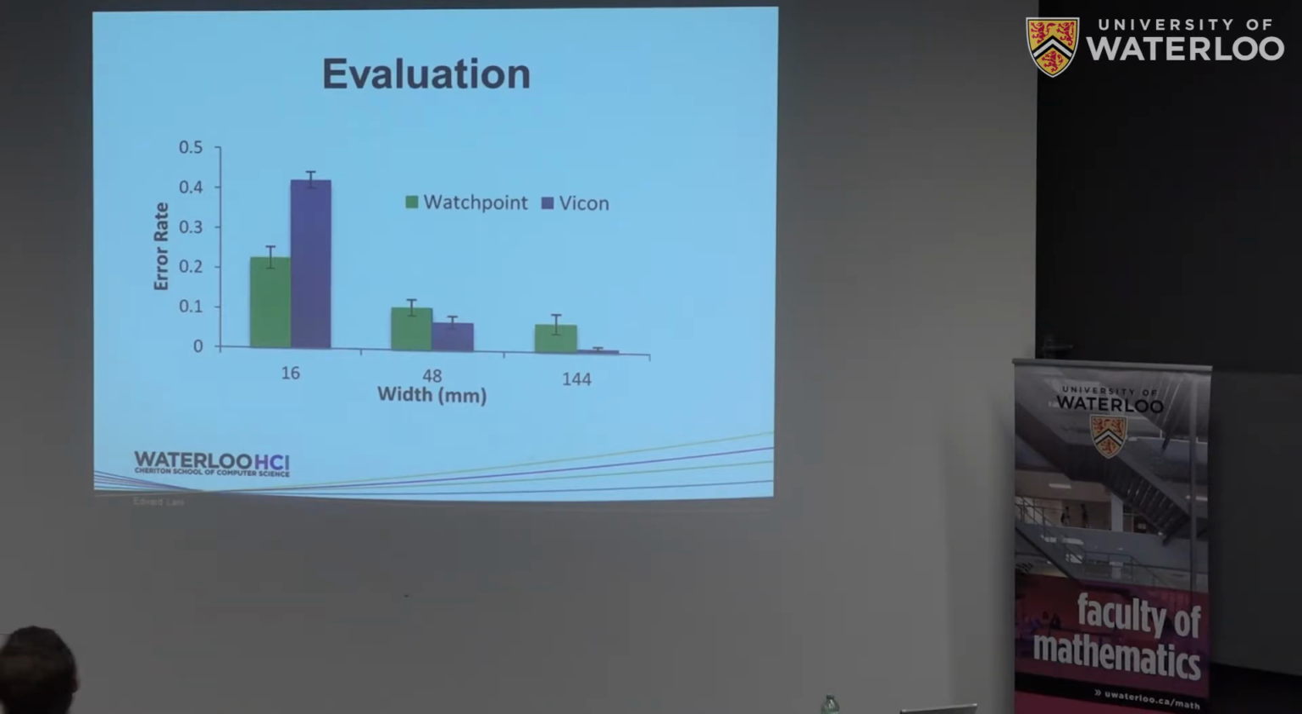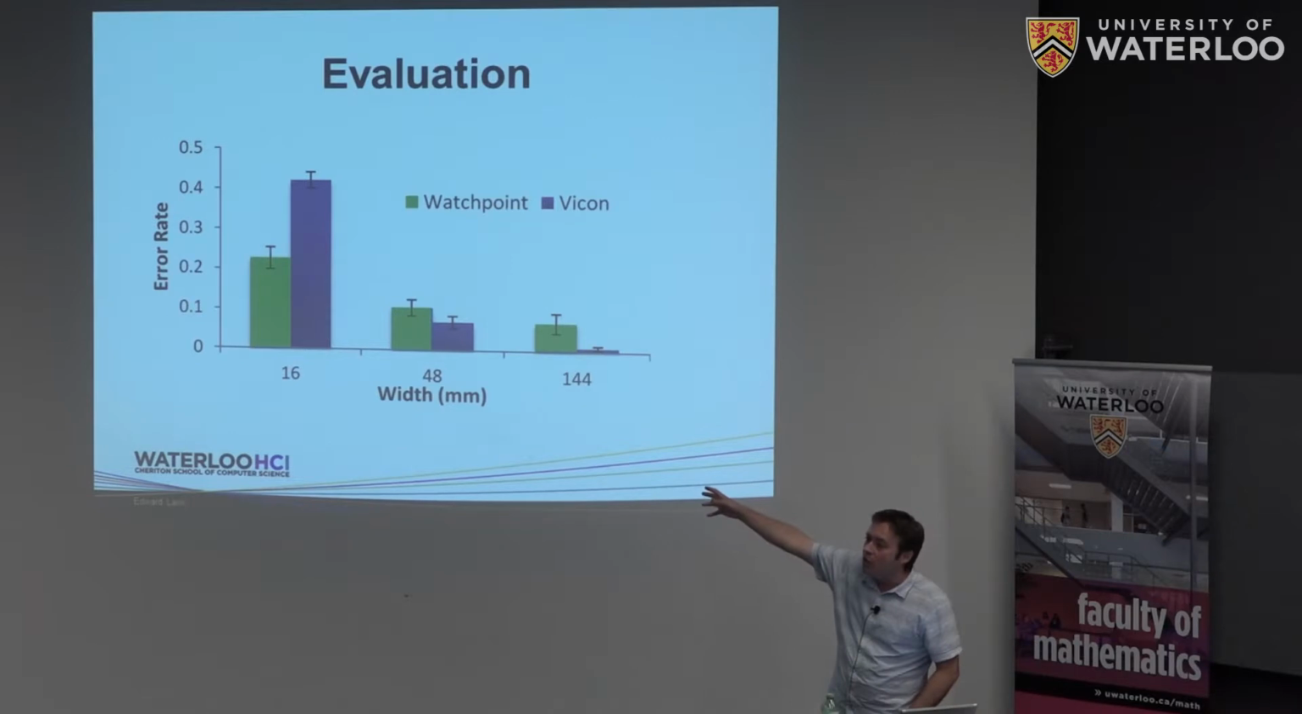And these target sizes are 1.6 centimeters, about that, on the display. The Vicon is in purple, and the watch point system is in green. And you can see that for the really small targets, we're killing the Vicon system. Something happened over here. I'm not sure exactly what. I have some ideas about it. But overall, I think one of the things you can see there is we're actually beating it significantly on error rate. And there are some reasons for that.